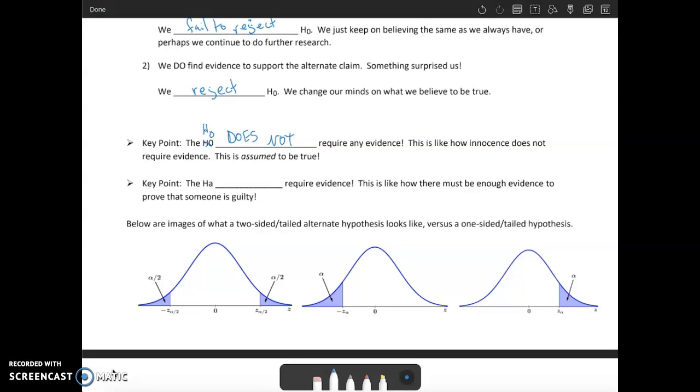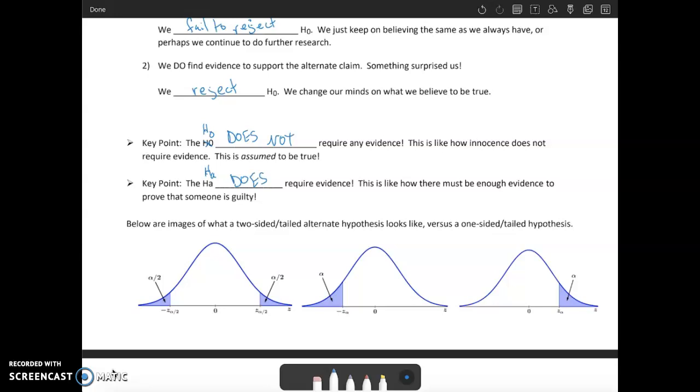The other point is that the H sub A does require evidence. This is like how there must be enough evidence to prove that someone is guilty. So in our write-ups, in our conclusions, if we are saying that we're going to reject that null hypothesis, that means that we did find evidence of the alternative. That's where the evidence is required.